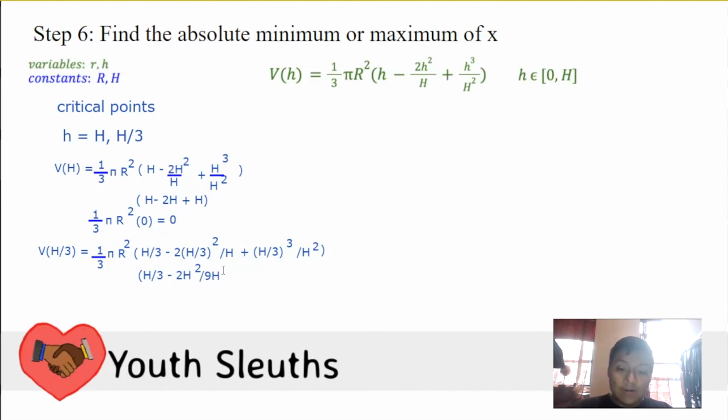So now move on to the next one. Big H over 3 cubed. That would be big H cubed divided by, now the 3 cubed, since it's dividing, that would be in the denominator now. So it'd be 27 big H squared.